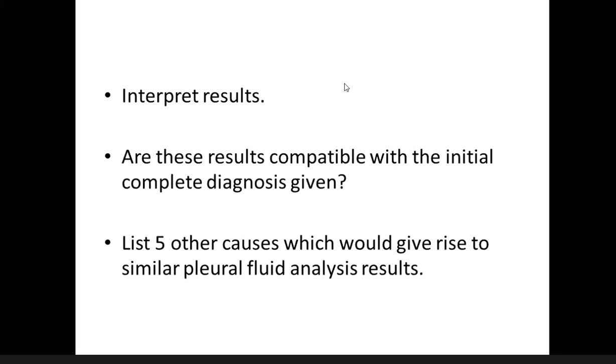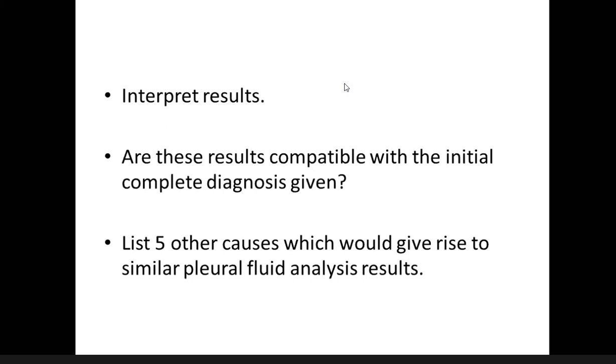Tuberculosis. Malignancy like lymphoma. Malignant pleural effusions. Bacterial infections, SLE, rheumatoid arthritis, pancreatitis, and pulmonary embolism as well.